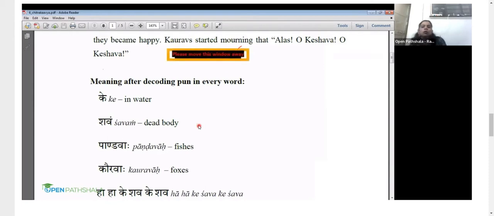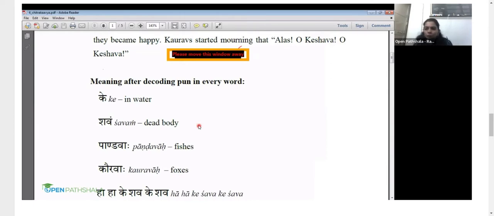So for those who survive on land, the dead body fallen in the water is worrisome, because they cannot reach that body and they cannot eat that meat. So for the foxes, for the Kauravas, it is sad news that the dead entity has fallen in the water. But the fishes, those living in water, started feeling happy because they got the food.